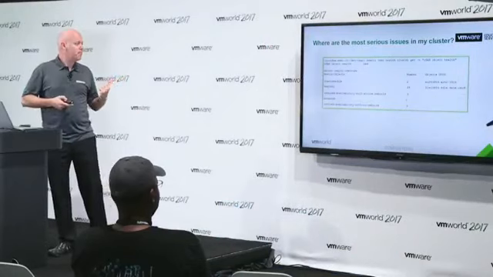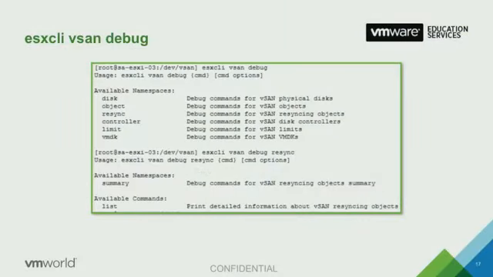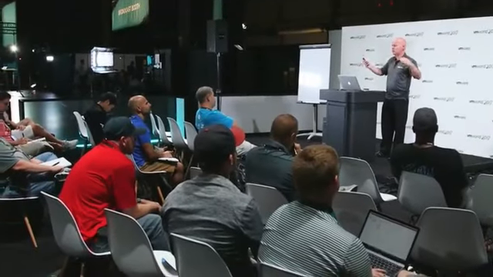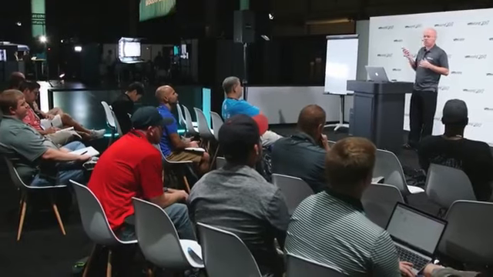Okay? So what do we do? We can go in and we can use the vsan debug command. And just a question for you guys. Why would I be using ESXi in this situation? Why wouldn't I be using RVC, or why wouldn't I be using the web client like usual?